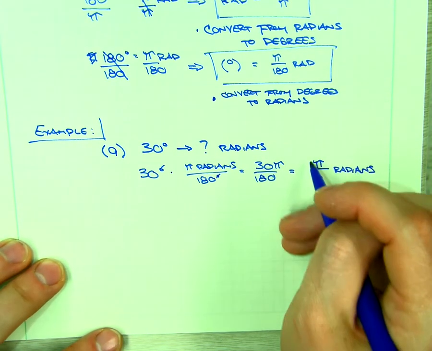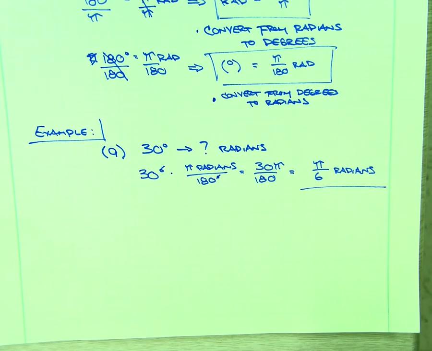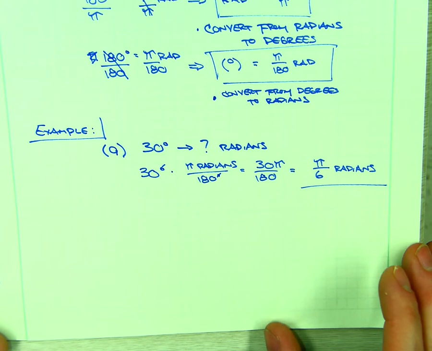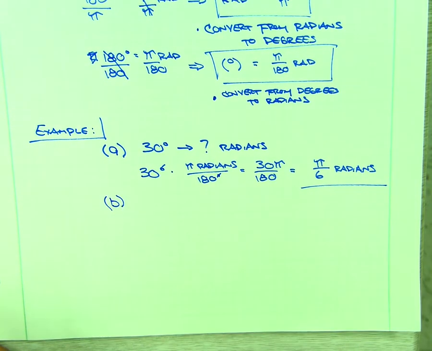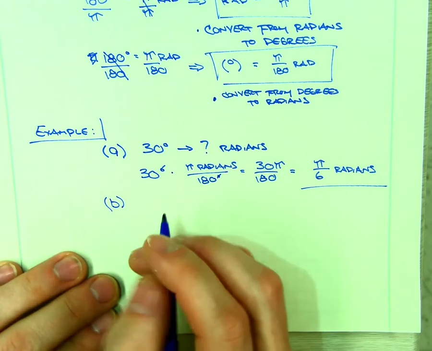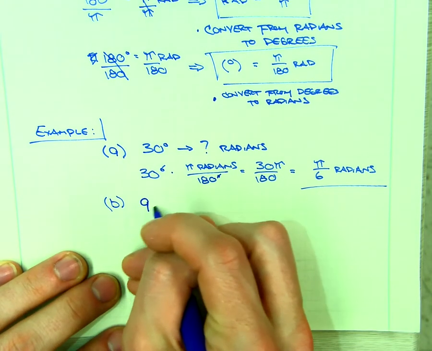Now, of course, if you were to put this in your calculator, you wouldn't come up with pi over 6. You would come up with some decimal answer, which is what I want you guys to avoid for now. And this will become a little bit more apparent as to why I want you to do that once we work through a few more of these problems and we get further in the chapter.